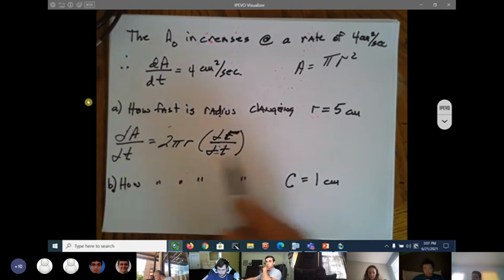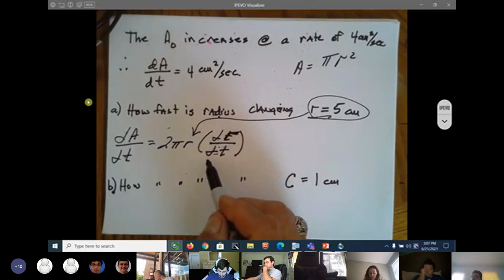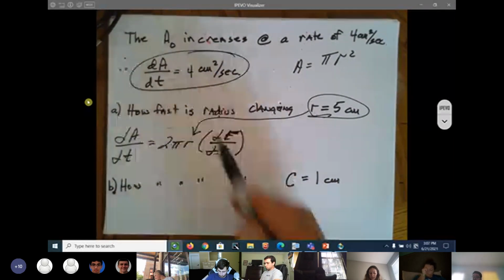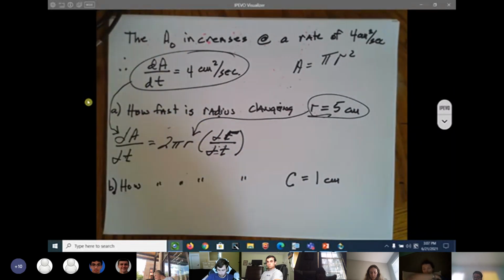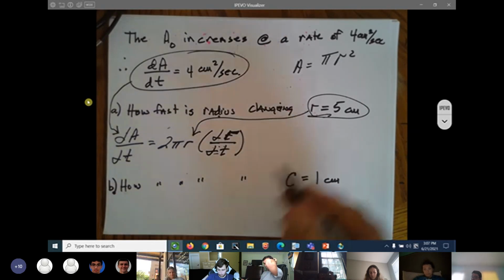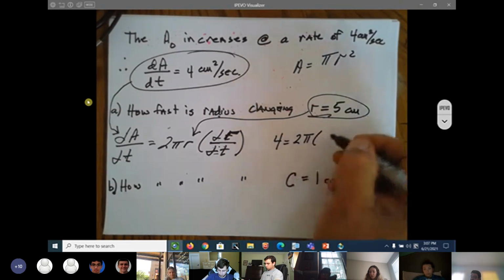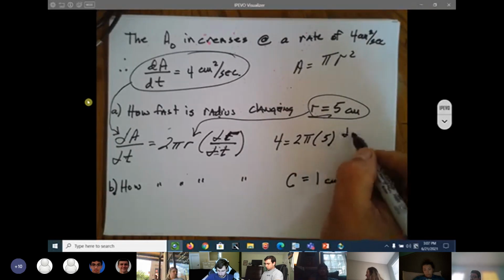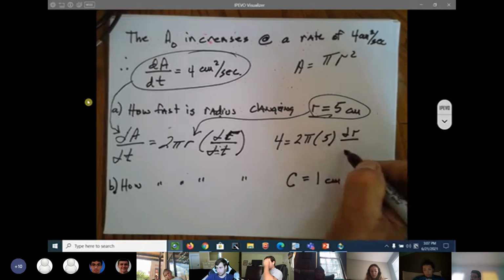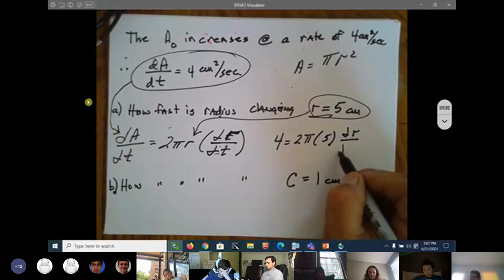What do you mean, Hubert? Well, you got r. That goes right there. And then what is this guy? dA over dt, he goes right here. So that should be 4 is equal to 2 pi times 5. And then multiply that by the changing of r over the changing of time.